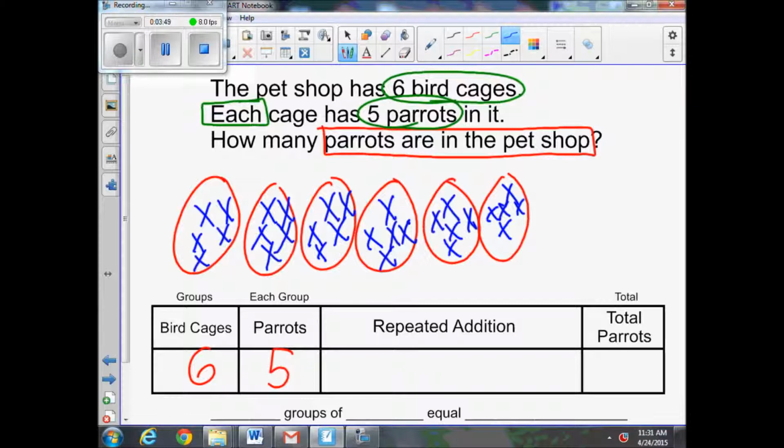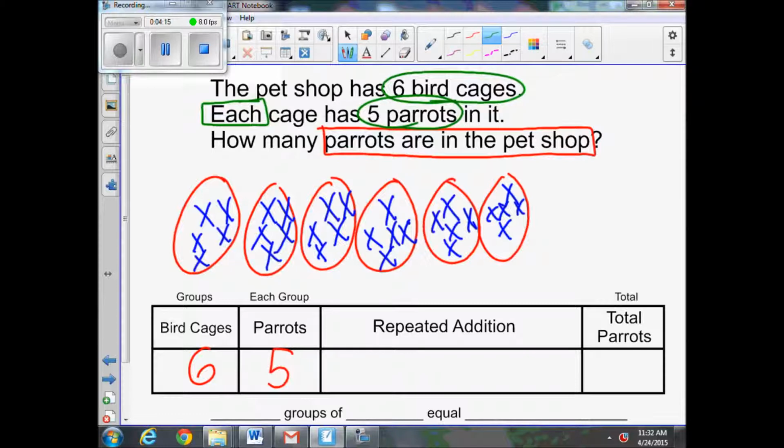Beautiful. And that's where we took it yesterday. That's as far as we went. We identified our groups. We identified how many were in each group. And today we're going to take it a step further. Today we're going to find out that multiplication is simply repeated addition. And we know that repeated means to do something what? Over and over. Very good. Over and over again. And that's what happens with multiplication.